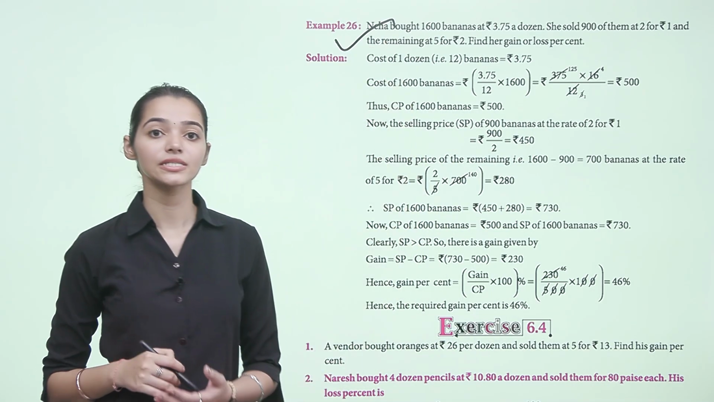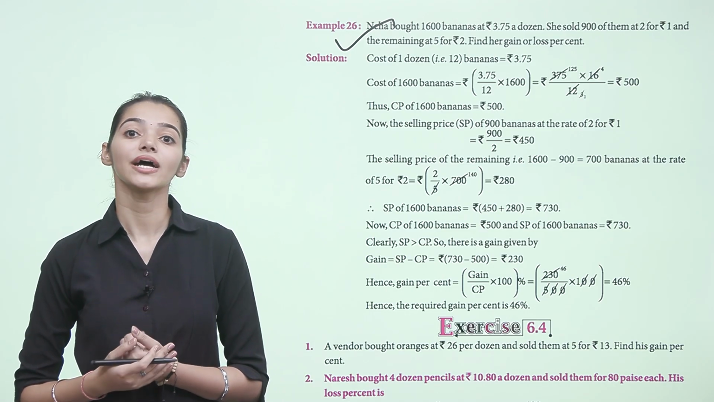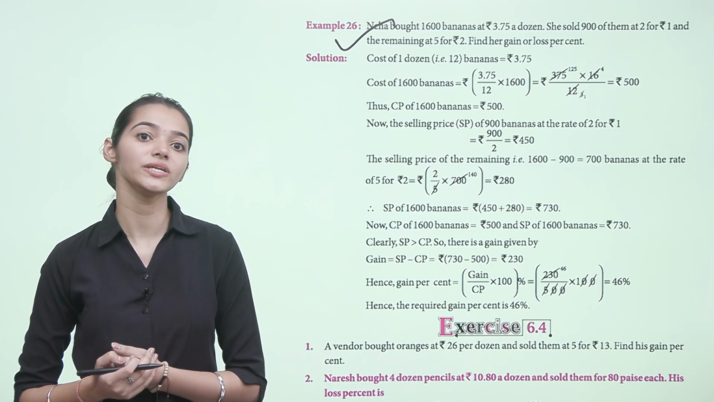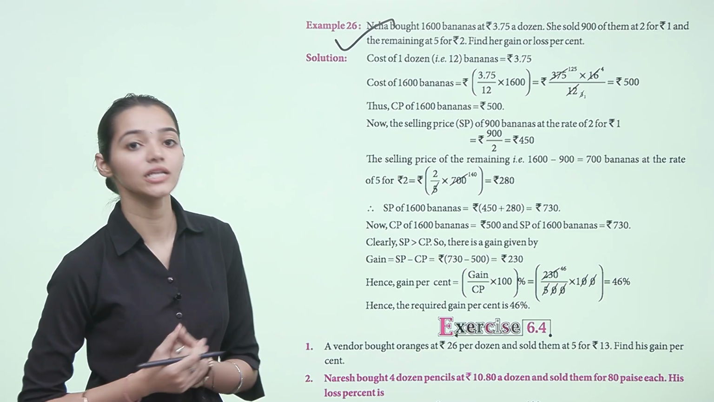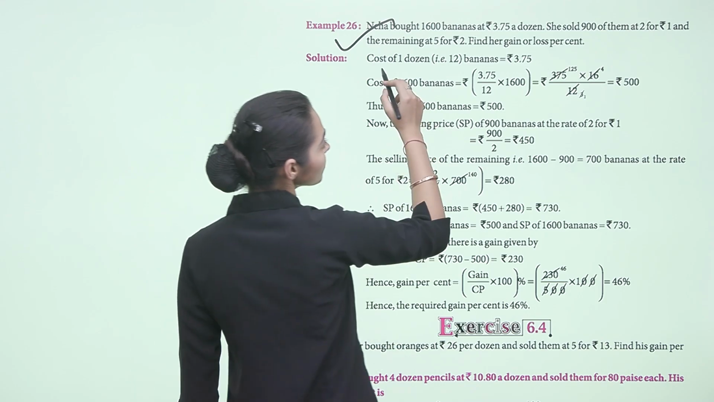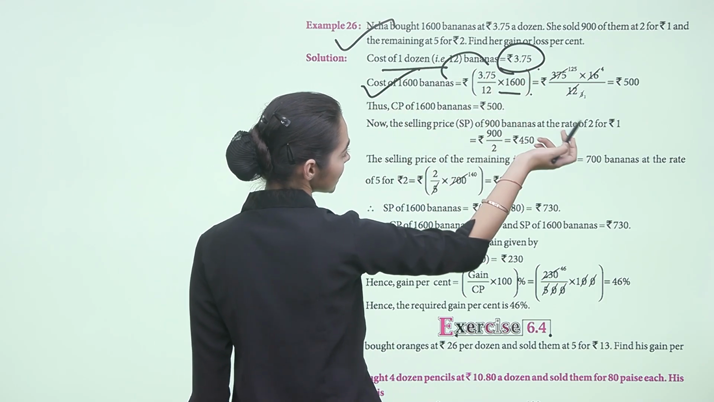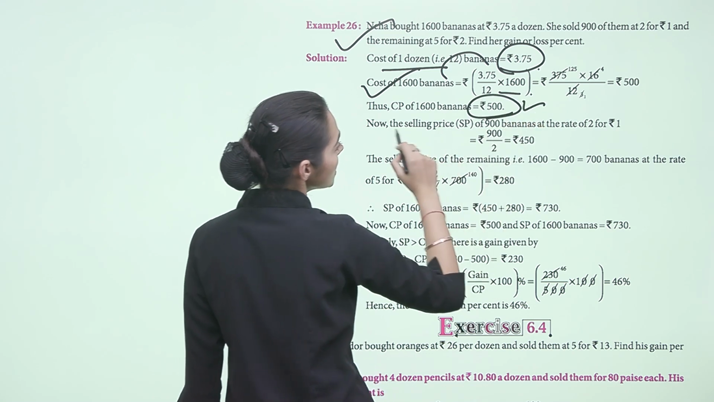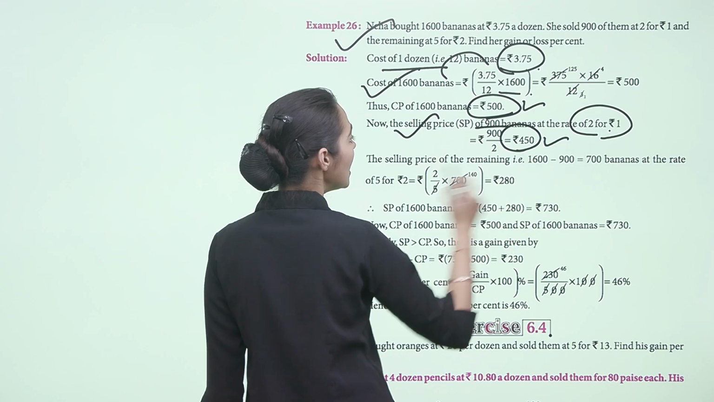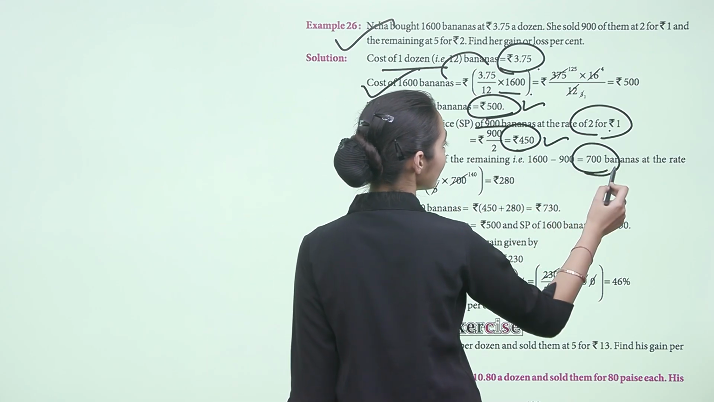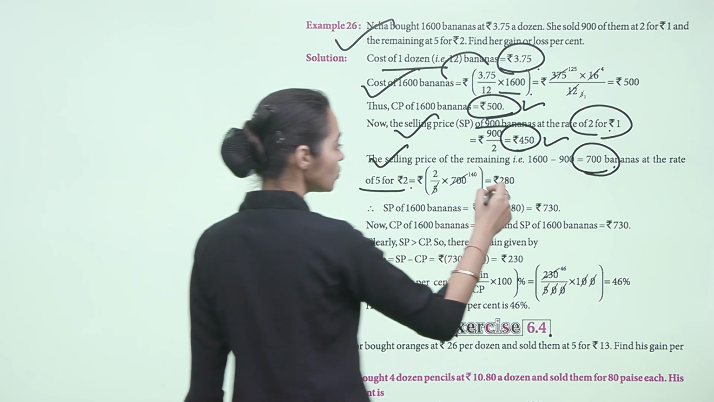Next is our example number 26. Here we are told that Neha bought 1600 bananas at this amount. She sold 900 of them at 2 for 1 rupee and the remaining at 5 for 2 rupees. We have to find her gain or loss percent. Now the cost of 1 dozen is this much. Cost of 1600 is, we will multiply it by 1600, that is 500 rupees. Now the selling price of 900 bananas at the rate of 2 for 1 rupee is 450, and the selling price of the remaining 700 bananas at the rate of 5 for 2 rupees is 280 rupees.